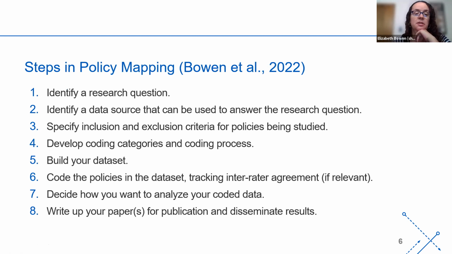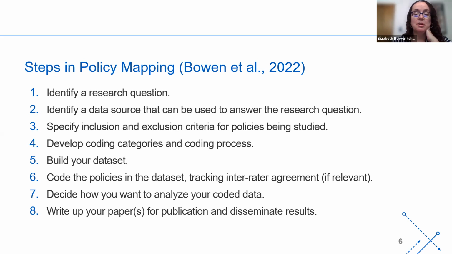So the steps are, number 1, identify a research question. 2, identify a data source that you can use to answer that question. 3, specify your inclusion and exclusion criteria. 4, come up with your code book. So develop coding categories and a coding process. 5, actually put together your data set based on all of the above. 6, do the coding, including tracking inter-rater agreement if you're coding with 2 people or more. 7, analyze your data. And then lastly, of course, write it up for publication and dissemination.